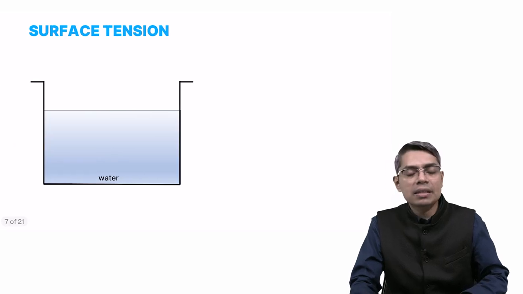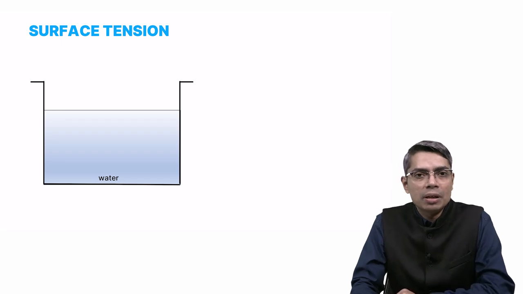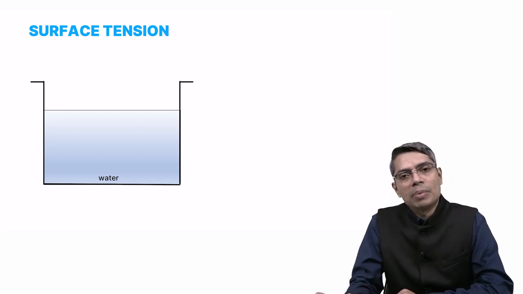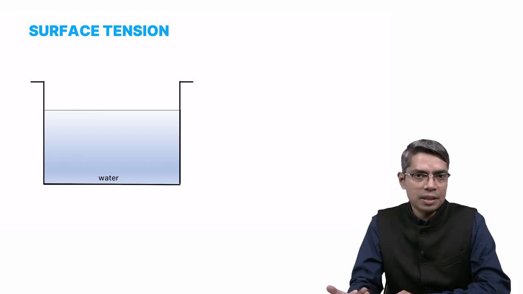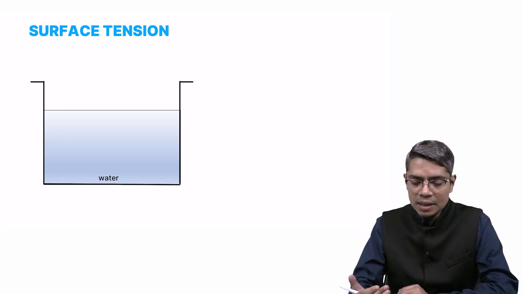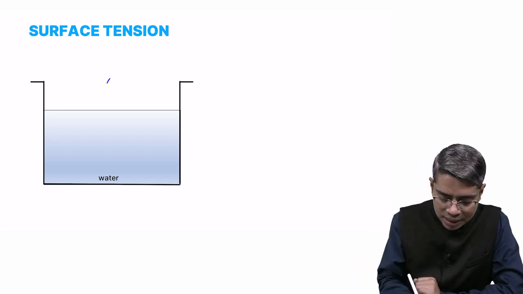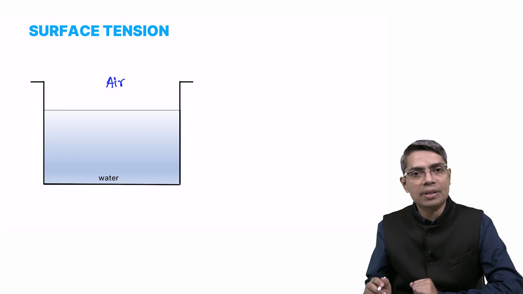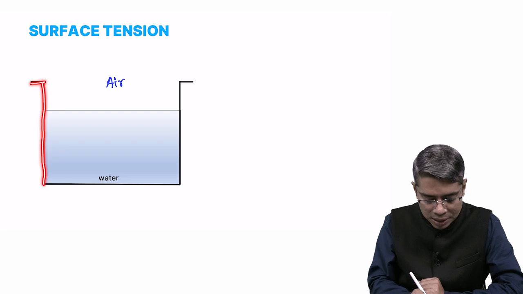Now after understanding this compliance and elasticity concept, we are going to move into the surface tension and compliance relationship. So first, try to understand what surface tension is. Basically, we say surface tension is a force which is exerted at the air-water interface.